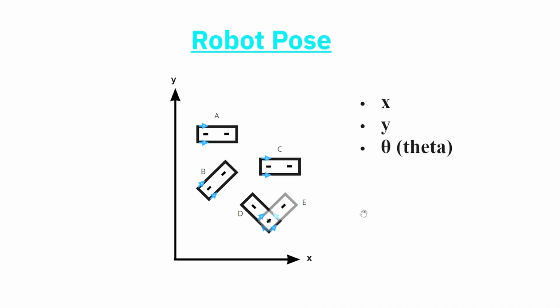The robot pose consists of 3 properties. The location of the robot makes up 2 of these, X and Y position. Theta gives the orientation. In this picture, robot A and C both have the same orientation. Similarly, B and E have the same orientation. Robots D and E have the same position. None of the robots have the same pose.